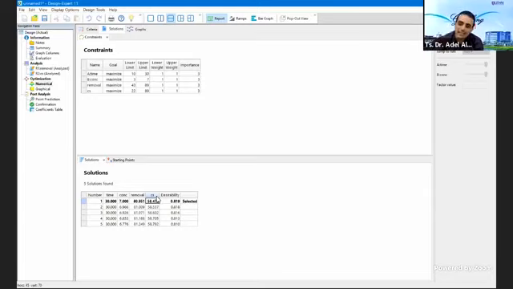I will make a second round of the treatment. Then I will achieve this one. In medical, is it possible to accept 10%? No, so it should be less than 5%. It's up to your area.